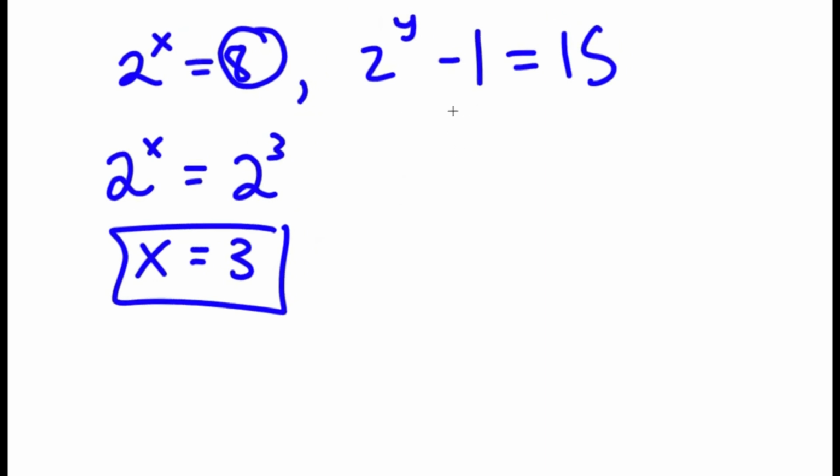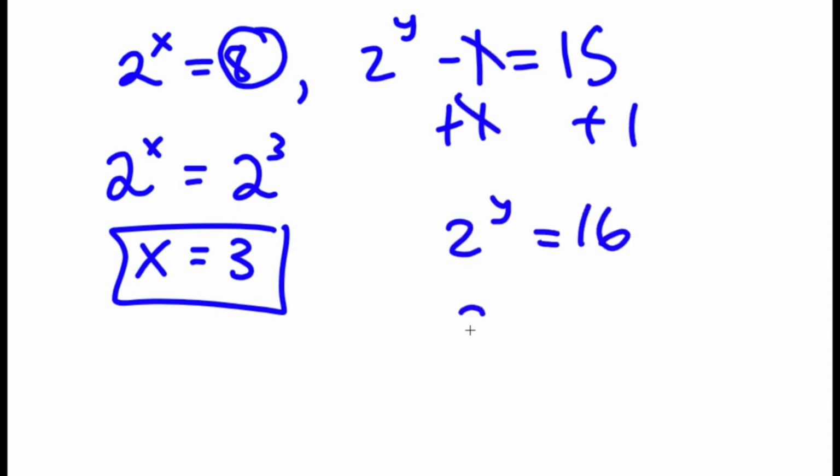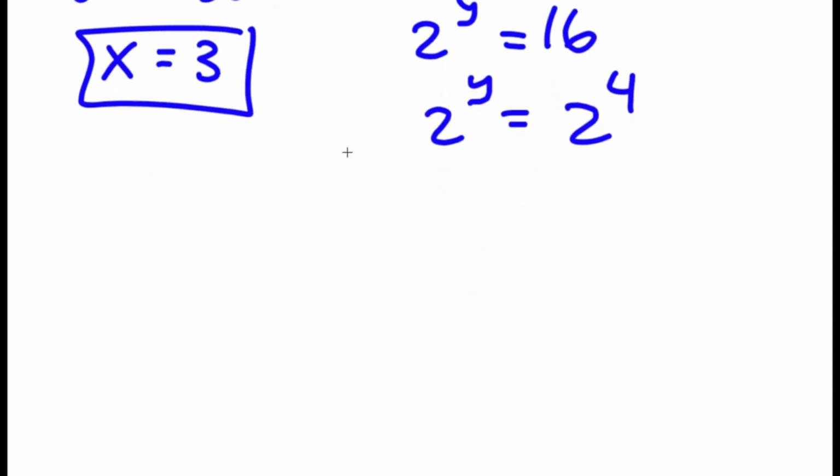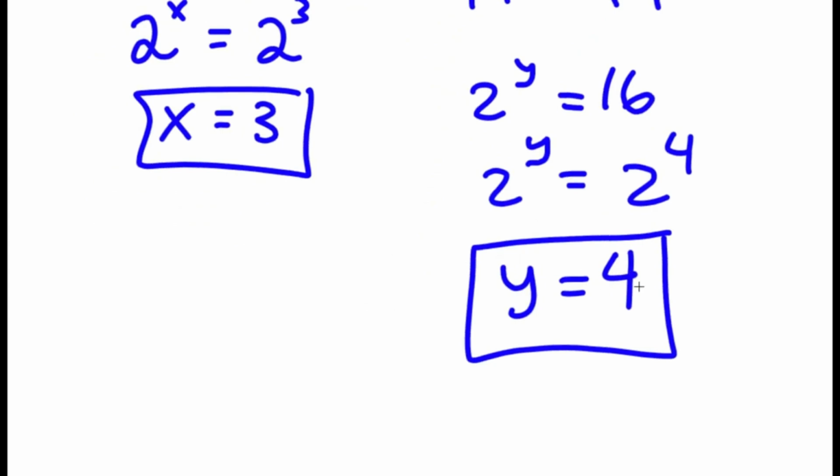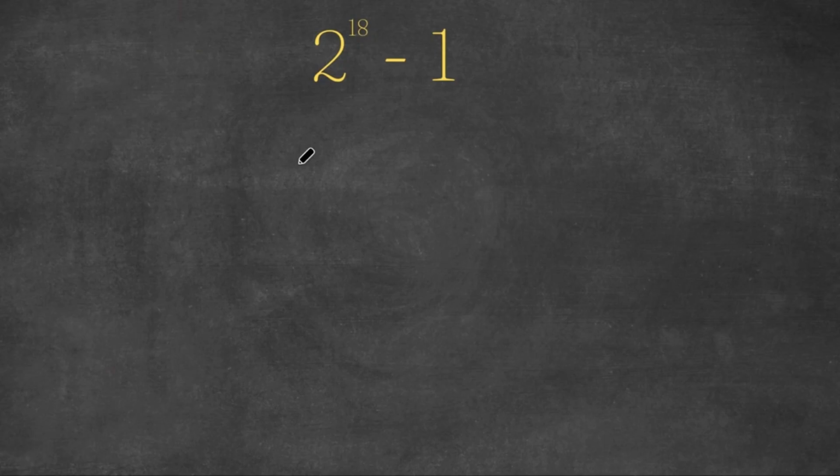Now for 2 to the power of y minus 1 equals 15, I can add 1 on both sides. So I get 2 to the power of y equals 16. 16 is 2 to the power of 4. So I have 2 to the power of y is equal to 2 to the power of 4. So this means that y equals 4. So my value of x is 3 and my value of y is 4.